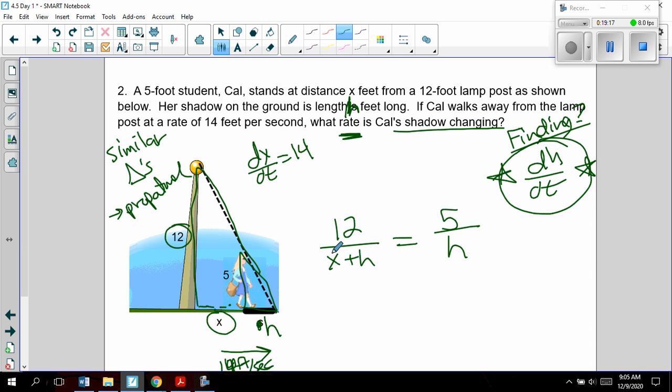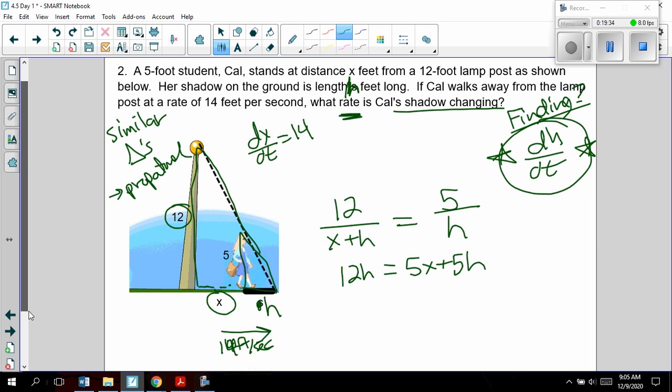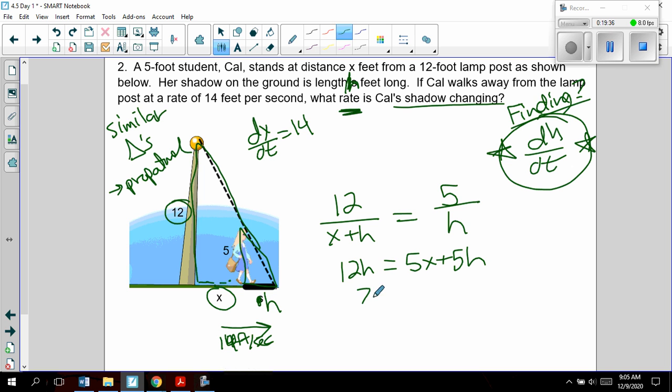Okay. Now, I don't want to take a derivative right now. I have stuff in the denominator, and how do I do a derivative? So I'm going to cross multiply so that I do not have to do that. Cross multiply: 12 times h, and I'd have 5x plus 5h. Even here, I'm going to simplify more. I have 2 h terms, so I'm going to subtract it over. 7h equals 5x.